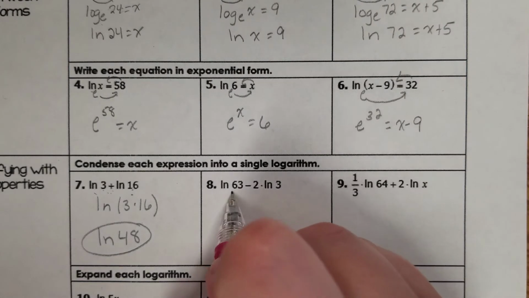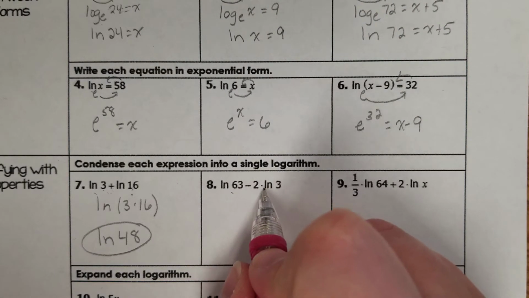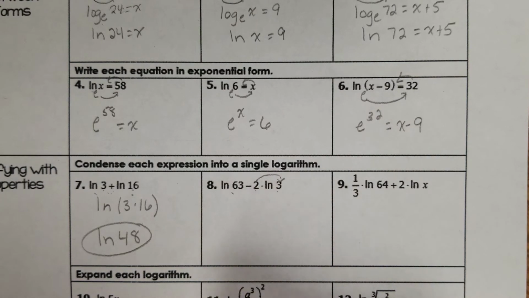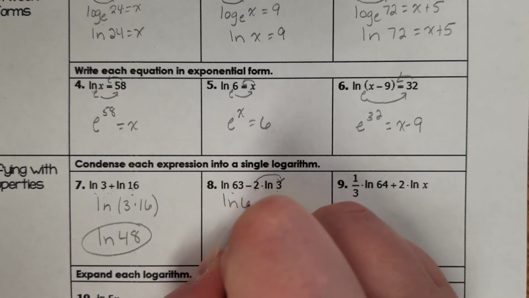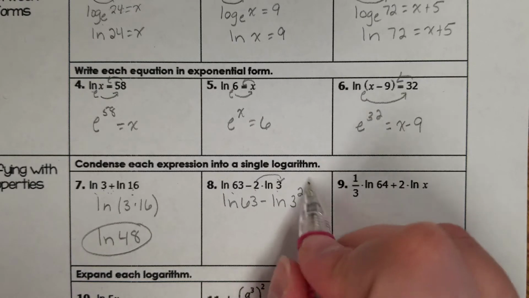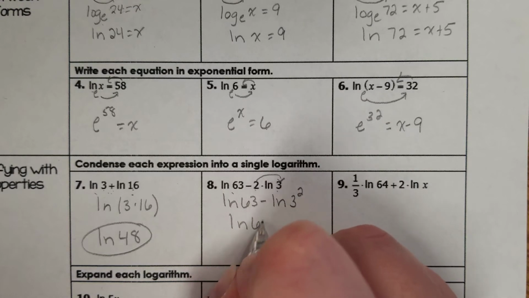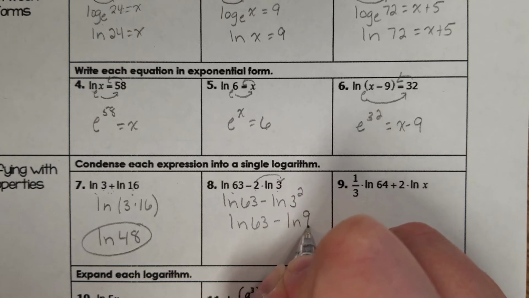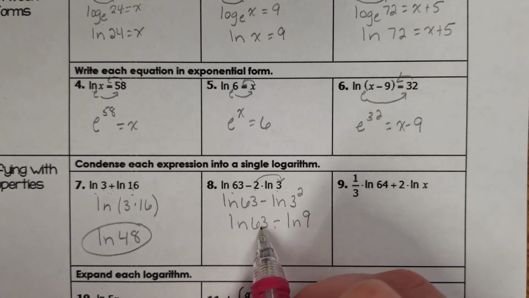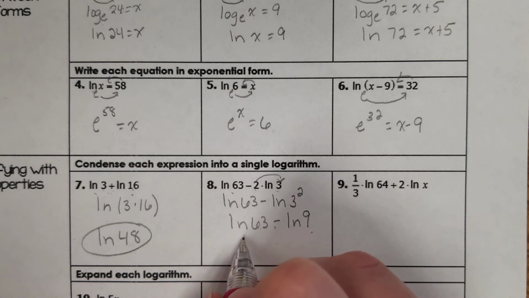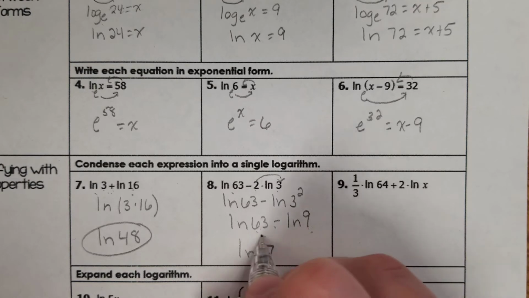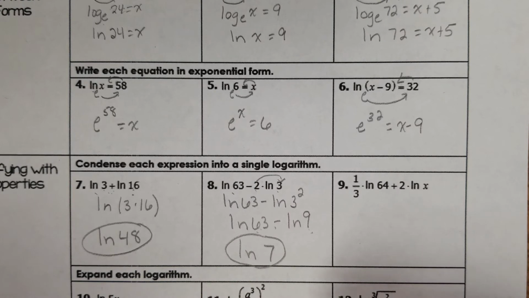All right. So we have the natural log of 63 minus 2 times the natural log of 3. So the 2 in front of this natural log, remember, becomes the exponent on the 3. So we have the natural log of 63 minus the natural log of 3 squared. So we can simplify the 3 squared. So we have the natural log of 63 minus the natural log of 9. And now we're using the quotient property. So because we're subtracting, we're going to divide 63 by 9. So we have the natural log, and 63 divided by 9 is 7. So it's natural log of 7.